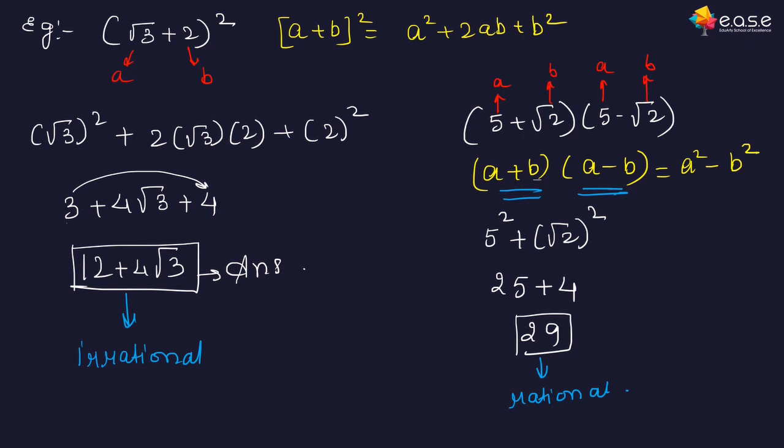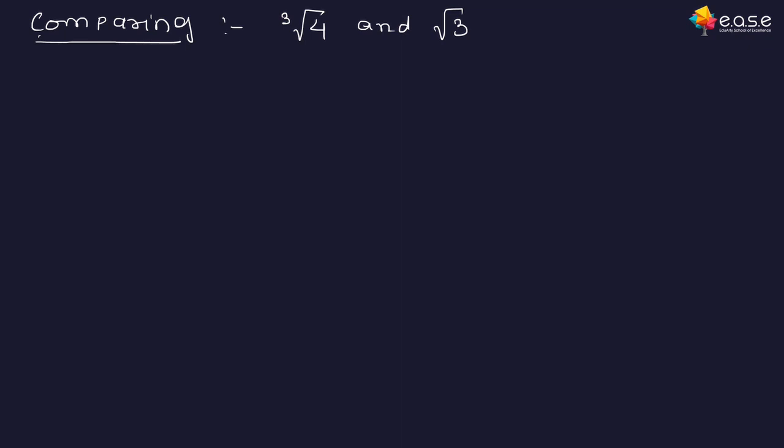Let's go to the next slide, and let's see how we are going to figure this out. Here it is. We are now going to do a topic called comparing. This is all the introduction of 1B. These types of sums are there in 1B. We have to compare the third root of 4 and root 3. We have to see which is greater and which is smaller, correct? We have to figure that out.